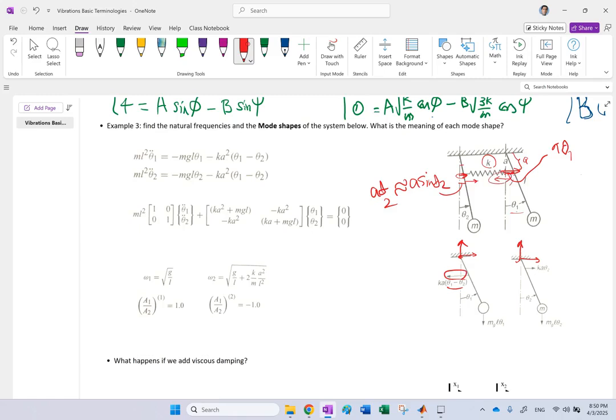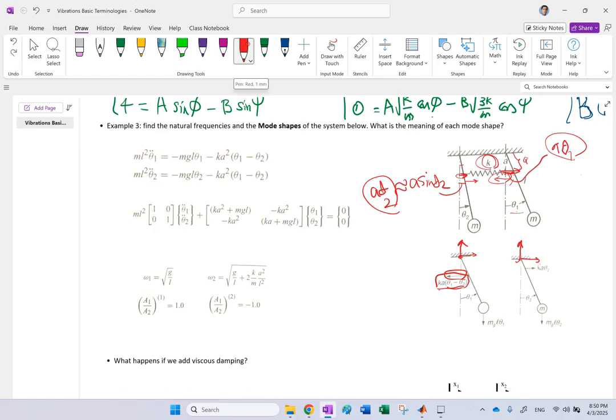And it is going to be the difference between these two displacements times the spring constant. So it's going to be K A theta 1 minus K A theta 2. And then the reaction of that force is going to, of course, be applied to this pendulum on the right. So it is going to be K A theta 2 minus A theta 1.